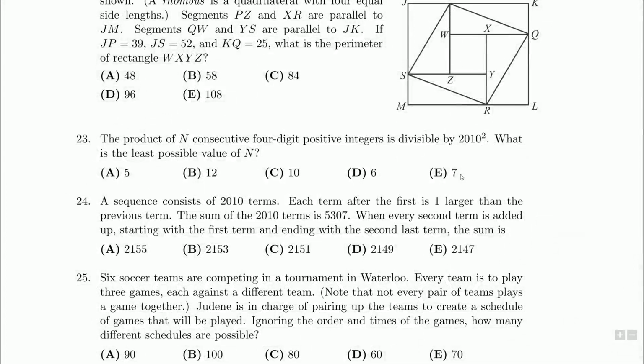Root Beer here with question number 23 on our 2010 Pascal. The product of n consecutive four-digit positive integers is divisible by 2010 squared. What is the least possible value of n? We want the smallest possible value of n, and we want four-digit positive numbers. So I couldn't just say n is 1 and the one number I'm working with is 2010 squared, because that's probably going to be 8 digits. And that's wrong. We want four-digit positive integers.